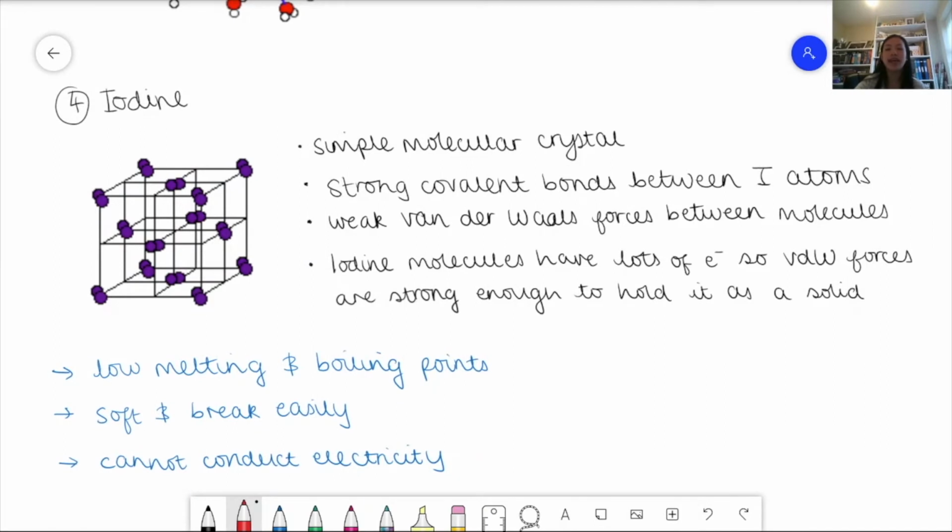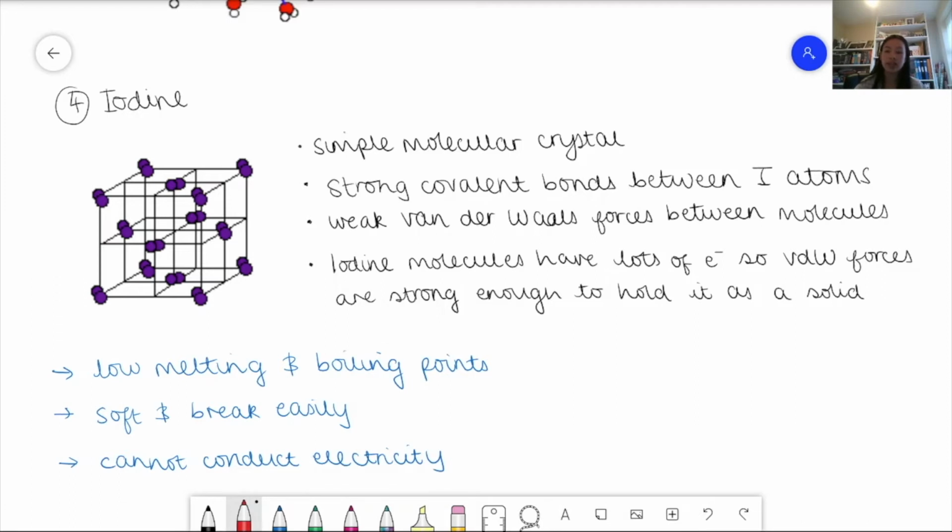Example number 4 is iodine, and it's a simple molecular crystal, so it's covalently bonded, but it's not a macromolecular structure, so it's not a giant covalent. There are strong covalent bonds between the iodine atoms, but there's weak van der Waals forces between the molecules. The iodine molecules have lots of electrons, so the van der Waals forces are strong enough to hold it as a solid, like a crystal.